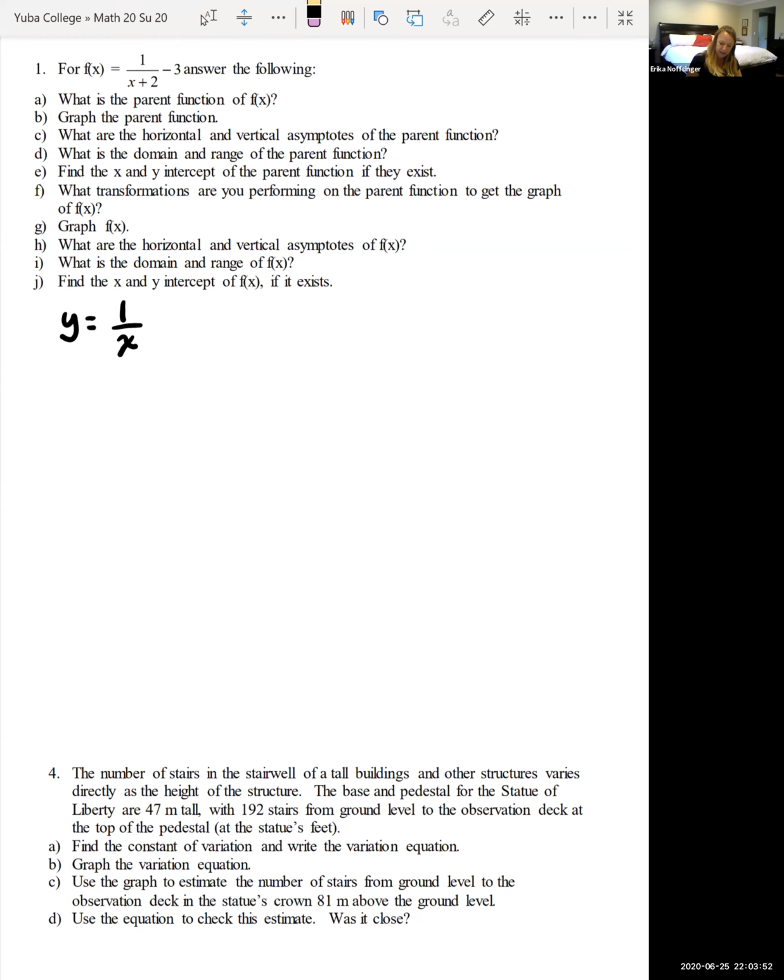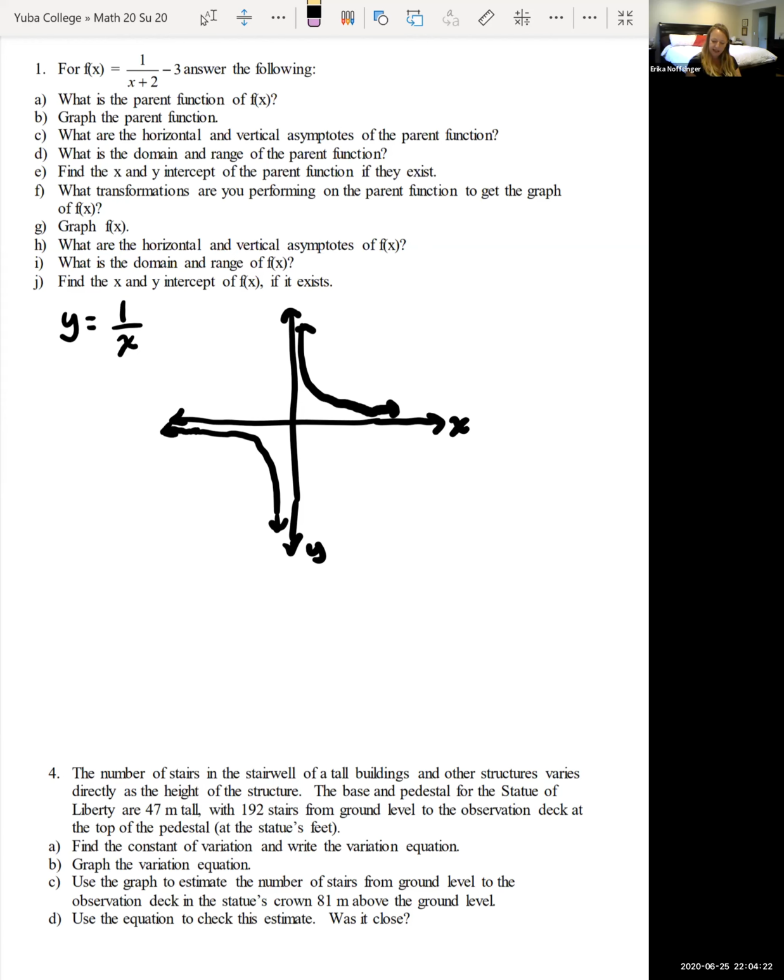Graphing that, you had in the third quadrant the shape. You have vertical and horizontal asymptotes, and in the first quadrant it looked like this. Never crosses the x or the y axis. And then what are the horizontal and vertical asymptotes of this parent function?